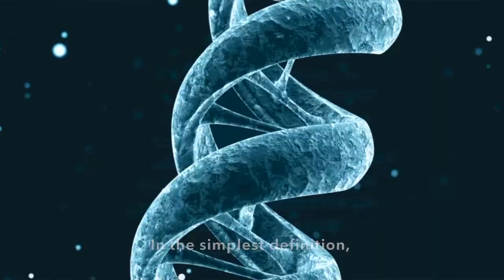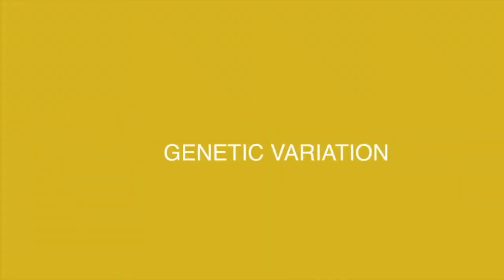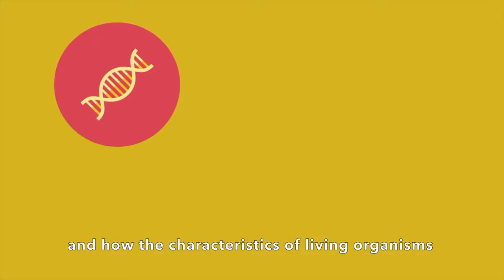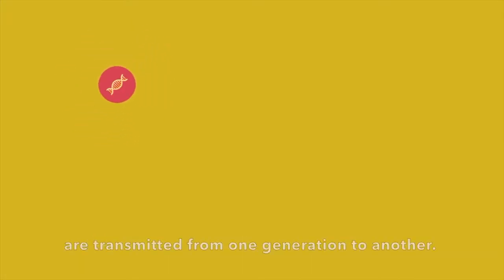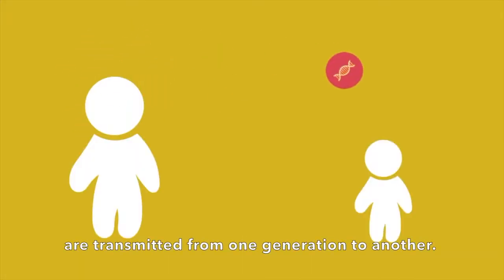In the simplest definition, genetics is the study of heredity. It's the study of genes, genetic variation, and how the characteristics of living organisms are transmitted from one generation to another. But how did genetics start?